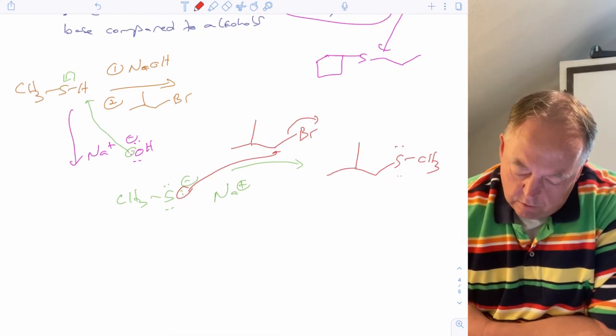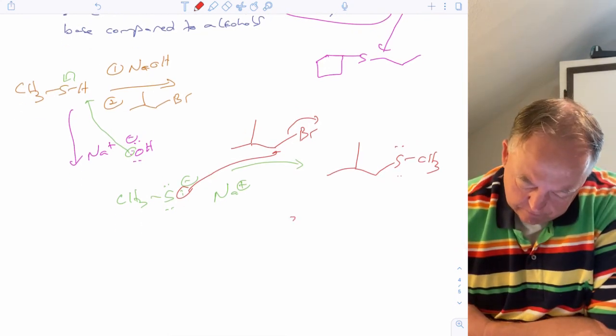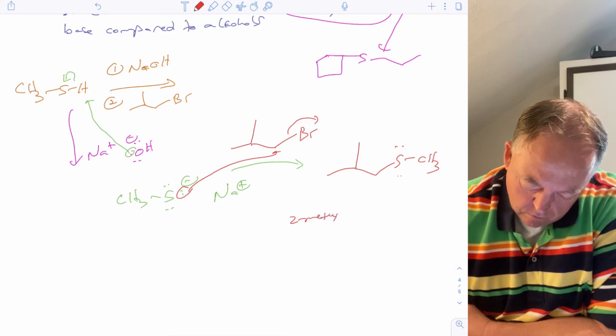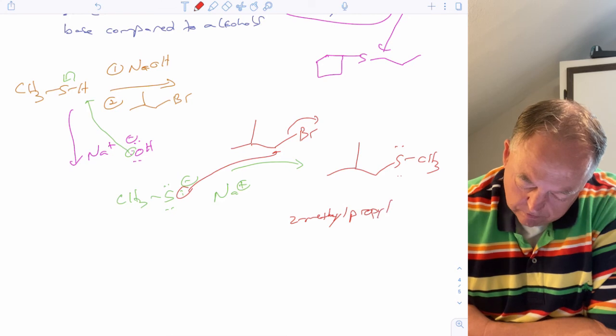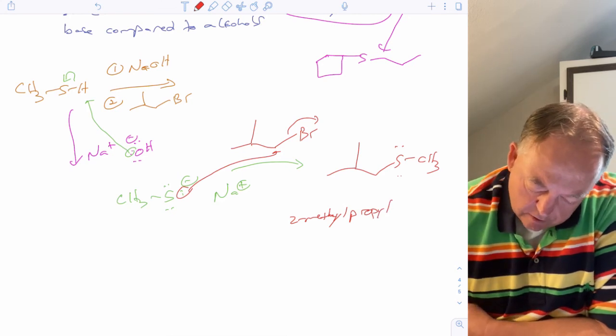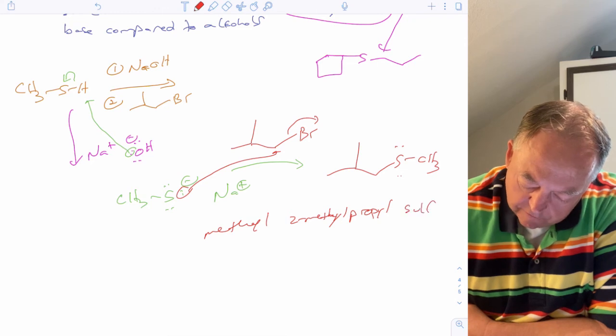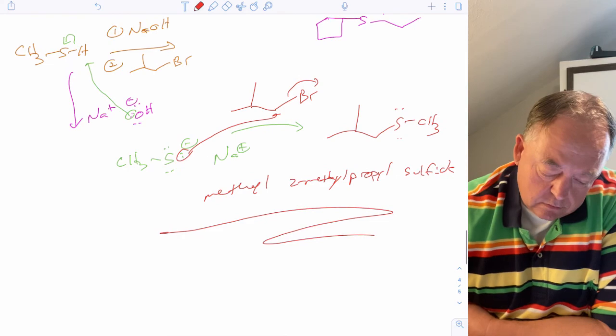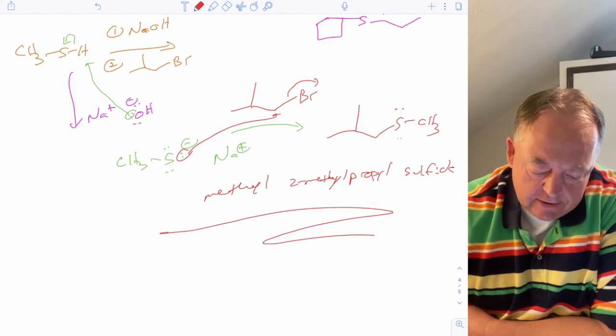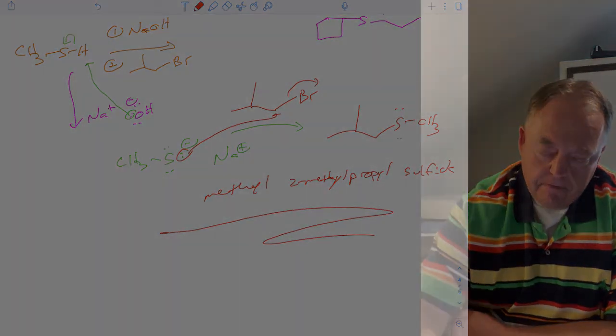So that would be what? 2-methylpropyl sulfide. Okay, so that's how you make sulfides and ethers.